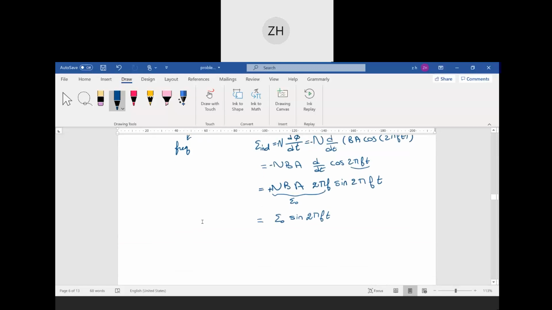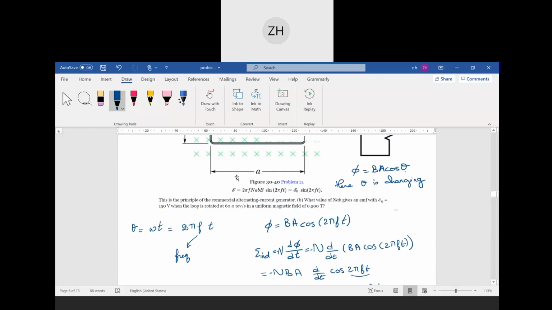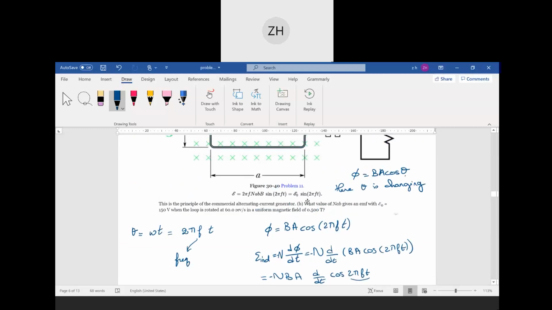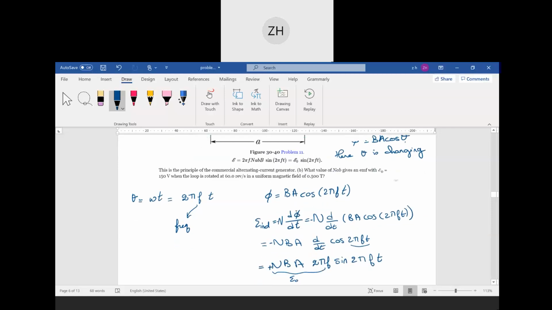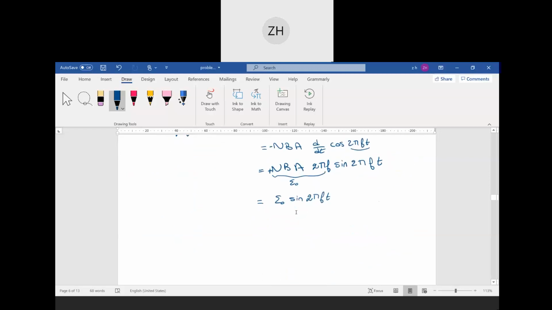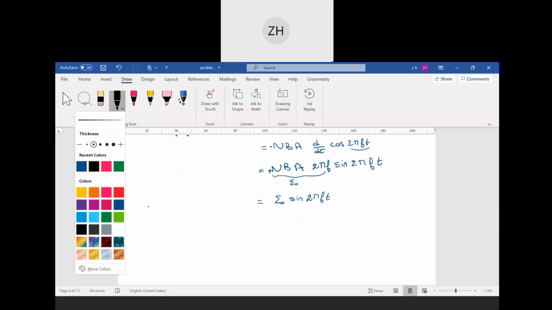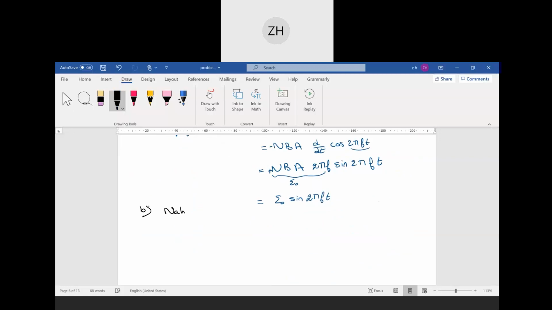But in part B, we want to look for the value of NAB. It's over here. What value of NAB gives an EMF with E0 equal 150 volts when the loop is rotating at 60 revolutions per second in a uniform magnetic field of magnitude 0.5 Tesla? So let's write down the given. So in part B, we want the value of NAB.